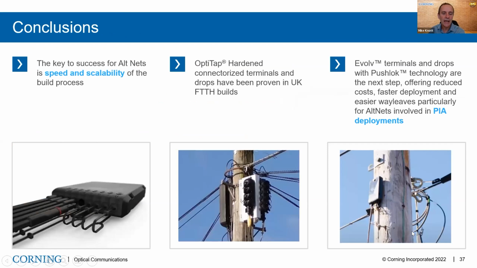So in conclusion, the key to success for AltNets is really speed and scalability of the build process. Same applies for VMO2, whether you consider them an AltNet or not. These OptiTap CBTs have proven to be useful and effective, and the lowest cost solution for fibre to the home builds in the UK. But the new generation evolved terminals definitely give you a head start, a push forward in the race to deploy, particularly for AltNet PIA deployments.